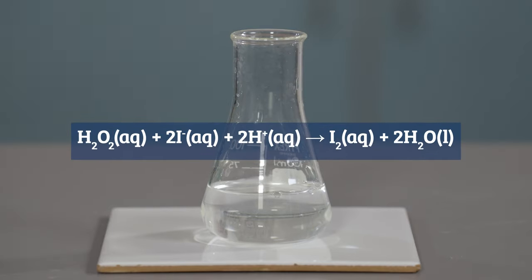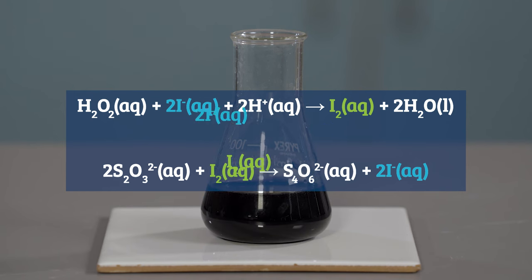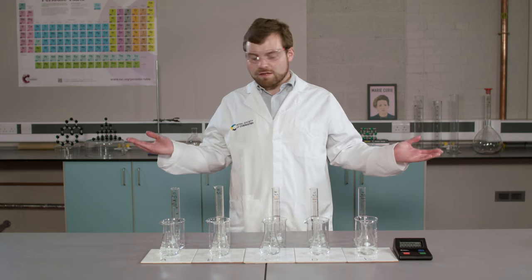As soon as iodine is formed, it reacts with thiosulfate ions to form tetrathionate ions in a second, faster reaction. Effectively, the iodide ions are recycled. Once all the thiosulfate is used up, free iodine remains in solution and can react with the starch, thus forming our blue-black complex. So now I need to borrow some hands to help me get this started.